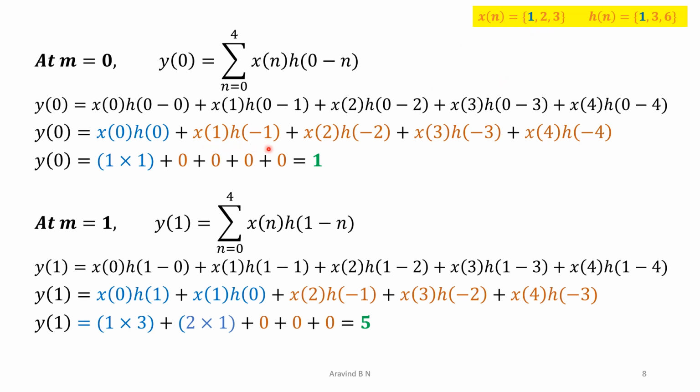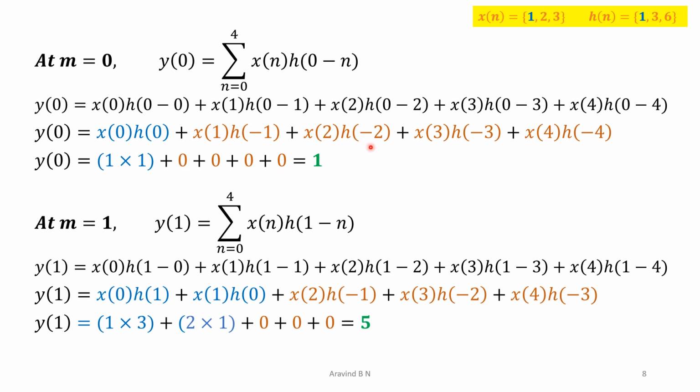What about h of minus 1? h of minus 1 is not available. 0 is the minimum position we are going to have. So before that, minus 1 is not at all available. In such cases, in those positions, we substitute the value as 0. Therefore, h of minus 1 will be equal to 0. 0 multiplied with this value is also equal to 0.